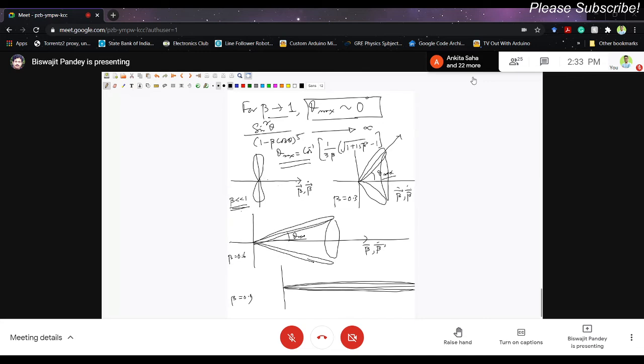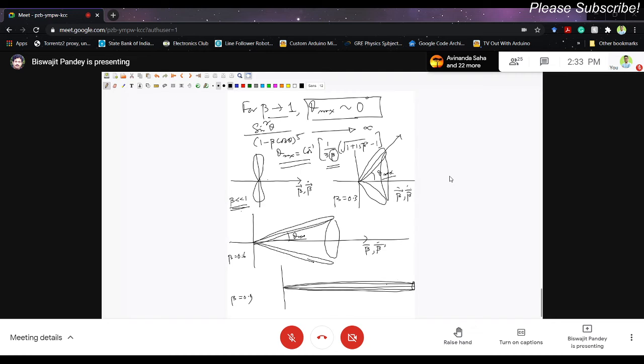For the non-relativistic case, it will be 90 degrees. In between, somewhere between this 90 degrees and 0 degrees, the radiation is bent by a different angle, and that will be decided by the value of beta. If you know the value of beta, you can calculate theta max, right? So this is again a cone, which I have drawn here.